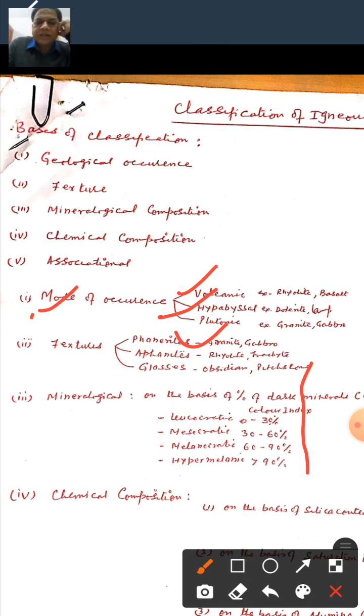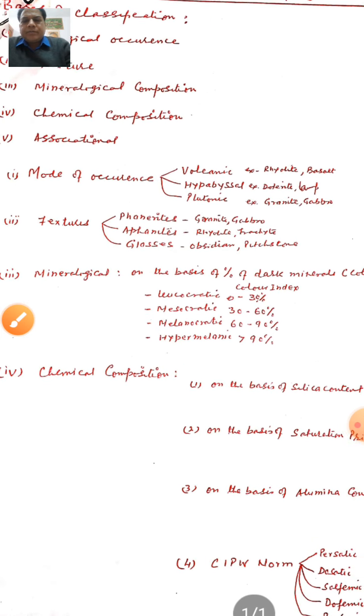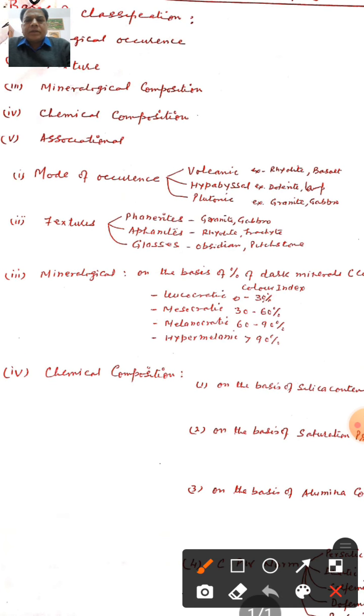Examples of volcanic rocks are rhyolite, basalt, trachyte, right? Whereas examples of the plutonic rocks are granite, gabbro, etc. Now the second basis of classification is the textures. On the basis of the textures, igneous rocks are classified into three categories.